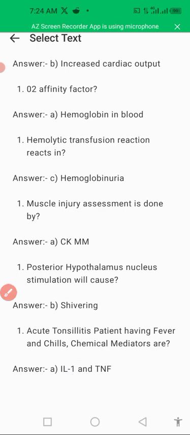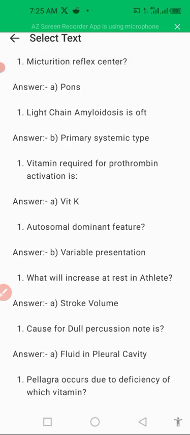So these are some of the high yield questions which you must memorize. Transfusion reaction results in hemoglobinuria, vitamin K is required by prothrombin, amyloidosis has primary systemic type, the micturition center is present in the pons, and stroke volume increases in athletes, fluid with dull percussion, niacin deficiency causes the 3Ds, and an MCV of 120 is indicative of megaloblastic anemia.